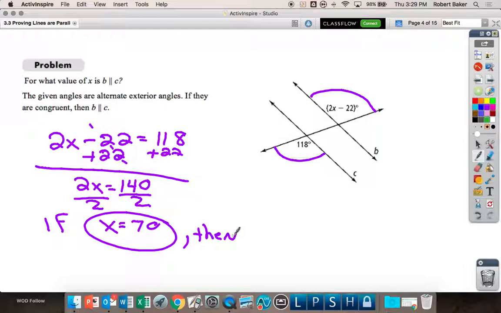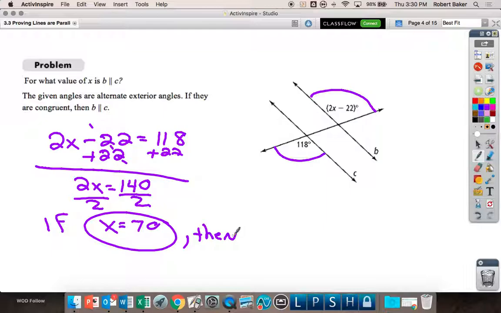If x equals 70, then 2x minus 22 is equal. What is your sole purpose in geometry today? To figure out that they're parallel. Alright, go ahead. If x equals 70, then 2x minus 22 is parallel to 118. Or am I doing that wrong?